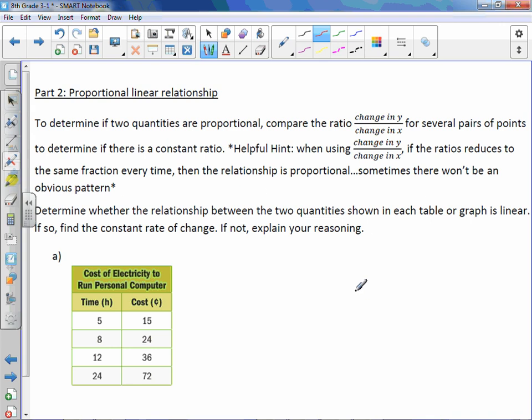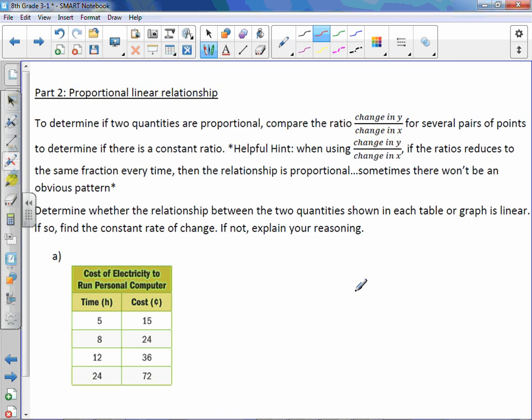Proportional linear relationship. To determine if two quantities are proportional, compare the ratio change in y over change in x for several pairs of points to determine if there is a constant ratio. When using change in y over change in x, if the ratio is reduced to the same fraction every time, the relationship is proportional. Sometimes there won't be an obvious pattern.